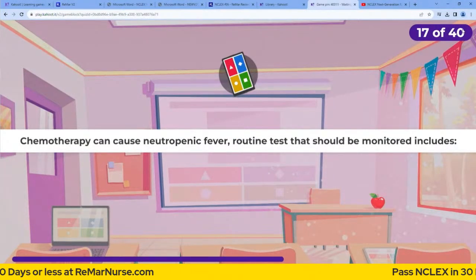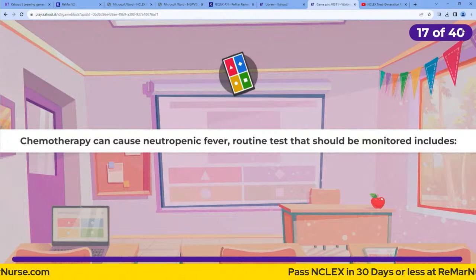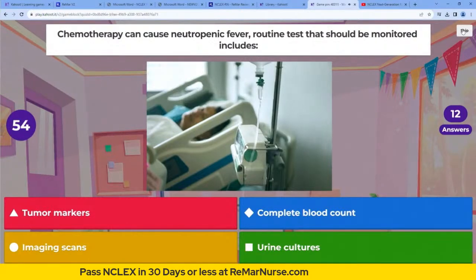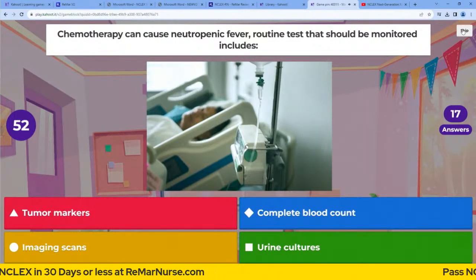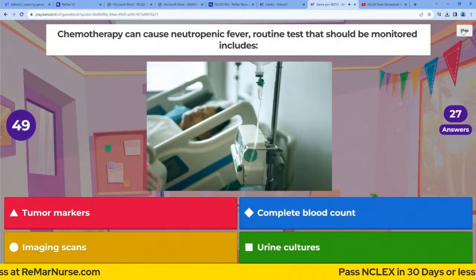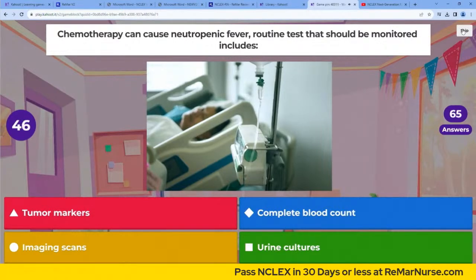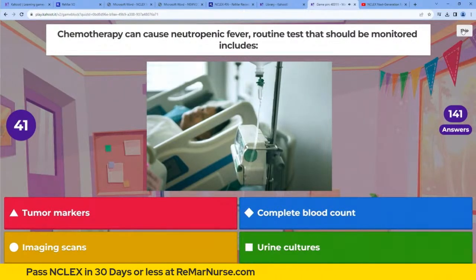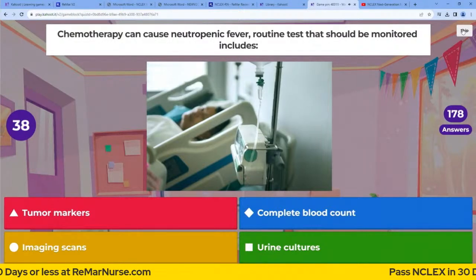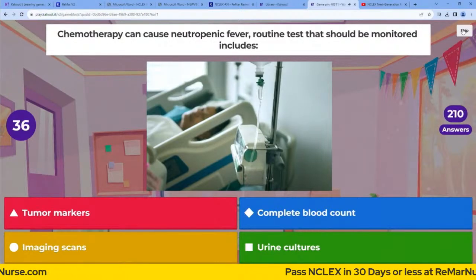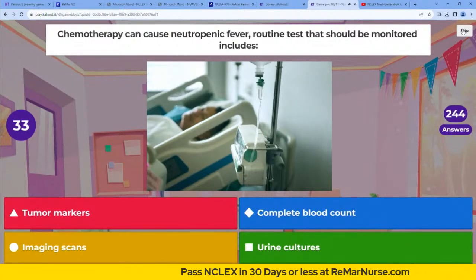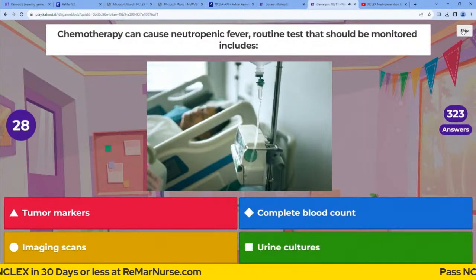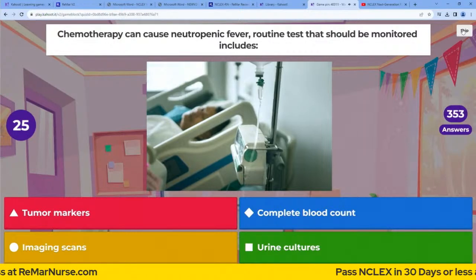Chemotherapy can cause neutropenic fever. Routine tests that should be monitored include: red, tumor markers; yellow, imaging scans; blue, complete blood count; green, urine cultures. Okay, here we go. Chemotherapy can cause neutropenic fevers. That's all I need to say right there. What is the appropriate exam for that?